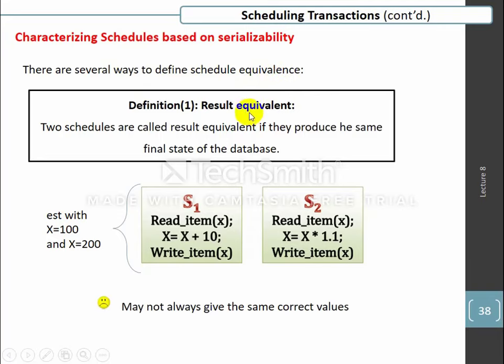First, the equivalence is defined as result equivalent, which means that if we have values for the data items in the two schedules, and we execute them in the schedules, and at the end we have the same result, then they are result equivalent, and it will be serializable. But if the values at the end aren't equal, then they are not result equivalent, and it's not serializable.